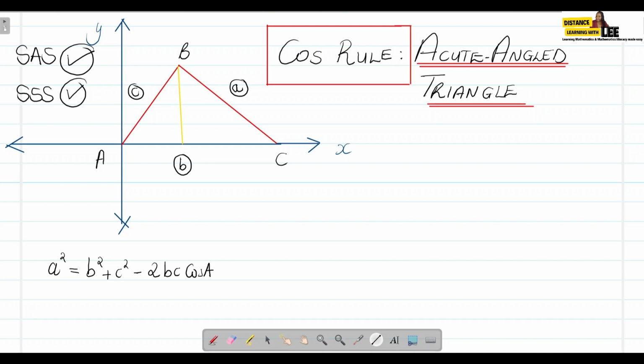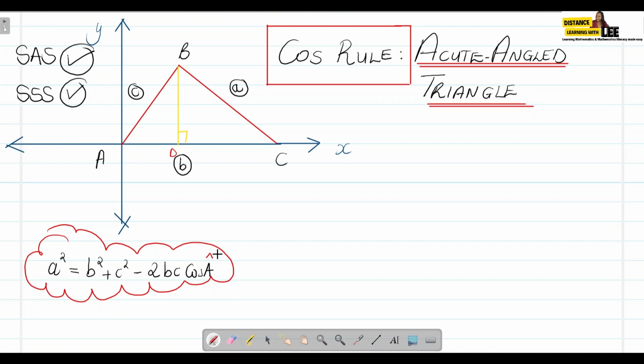So we need to draw a construction line, and we're going to call that construction line BD. After drawing that construction line, we see the triangle BDC and triangle BDA are now right angled triangles. And now we can start off our proof and use the theorem of Pythagoras to prove that a squared is equal to b squared plus c squared minus 2bc cos of A.